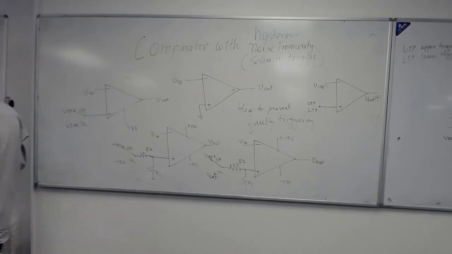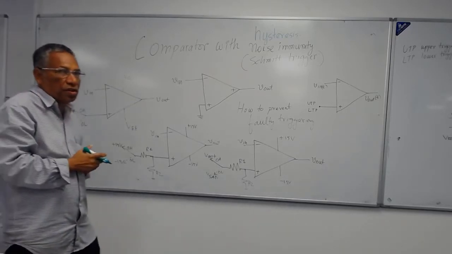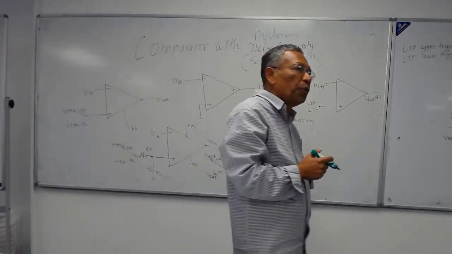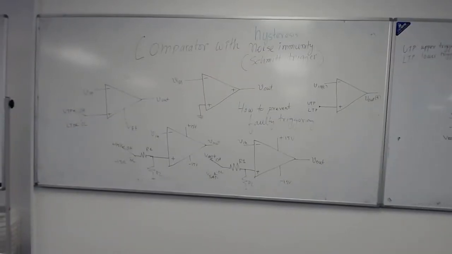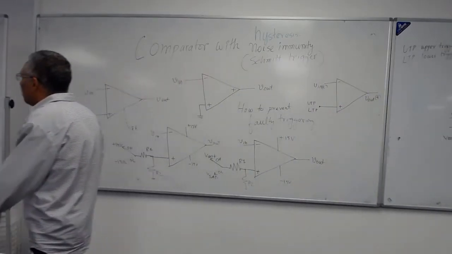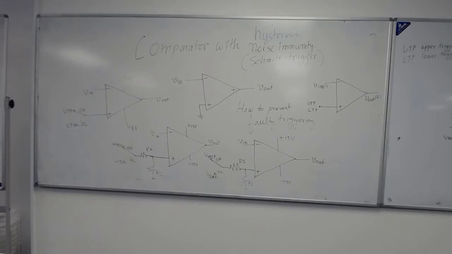So you have here, this is the upper tripping point, which is a positive value, and the lower tripping point has a negative value. So the amount of hysteresis is equal to what? What is the quantitative measure of the hysteresis? What do you think? Difference between the trigger points. Exactly, difference between the trigger points. So this is your hysteresis.